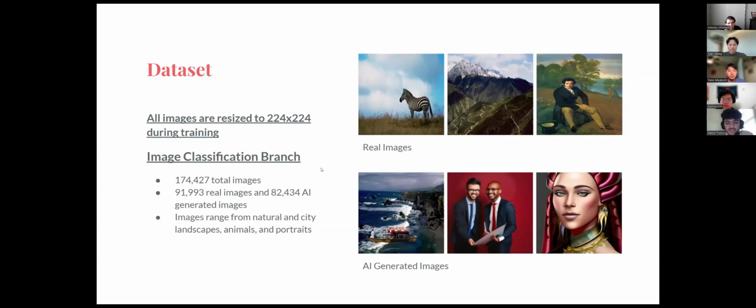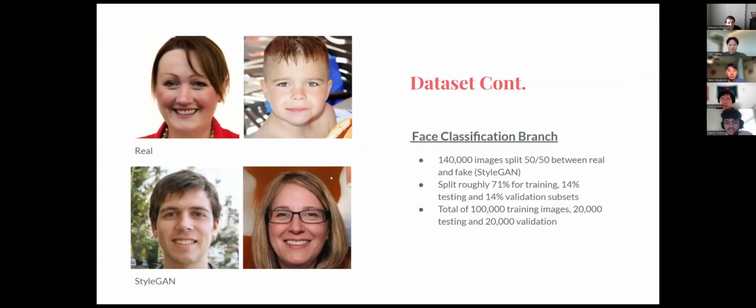And moving on to the face classification branch, we used a data set with exactly 140,000 images, split halfway between real and fake images. This data set is also already split roughly 71% for training, another 14% for testing, and 14% for validation subsets. This amounts to a total of 100,000 training images, 20,000 testing images, and another 20,000 validation images.